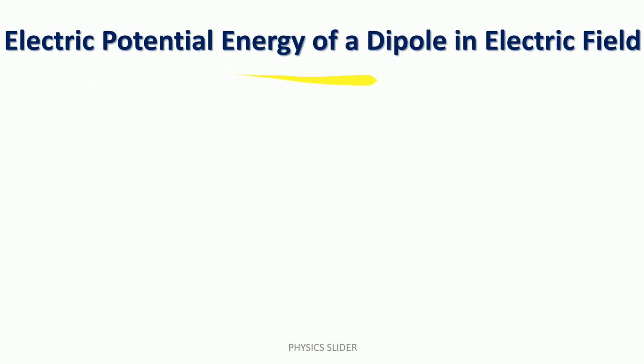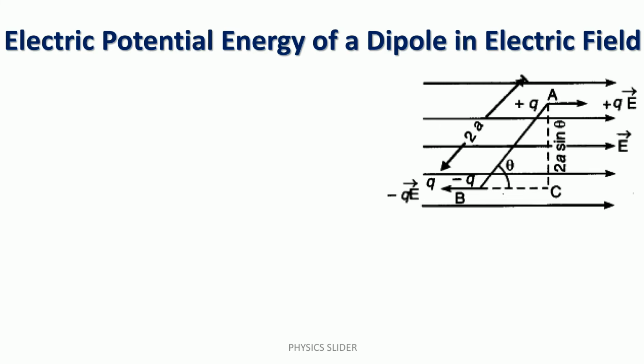Moving ahead, we have electric potential energy of a dipole in an electric field. So here we have an electric dipole of charges negative q and plus q separated by a distance 2a in an electric field E. If we need to rotate this electric dipole in the electric field, then we need to do some work, and that work will be stored in this dipole as potential energy, and we will call that electric potential energy.